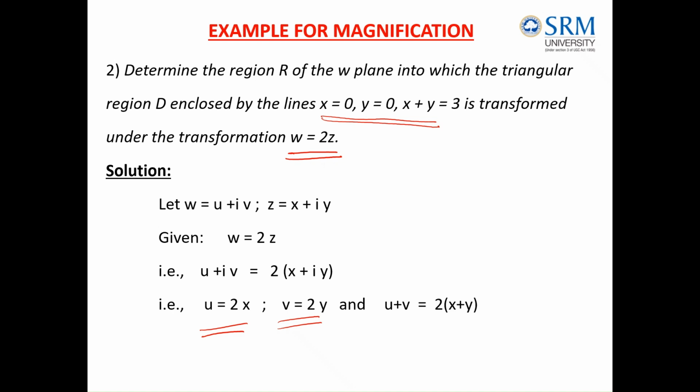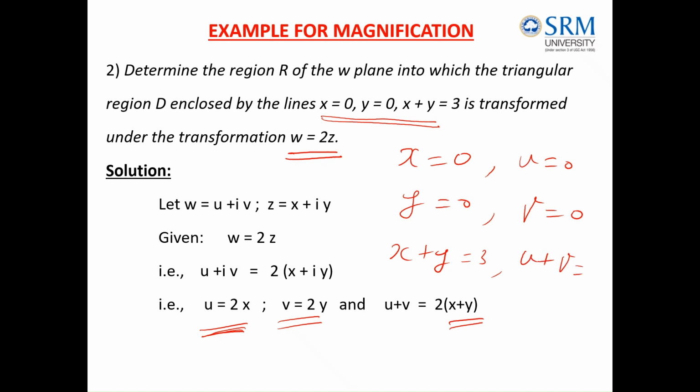Then we need what is u plus v also. So find u plus v, that will give you the relation x plus y. Then we need to find what is the image of x is equal to 0. So if I substitute that here, I will get u is equal to 0. Then if you substitute y is equal to 0 in v, you will get v equal to 0. Then if you substitute x plus y equal to 3, you will get u plus v is equal to 3 into 2, 6.